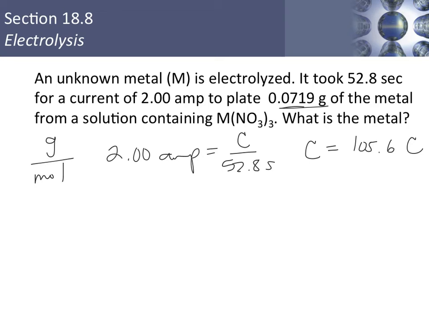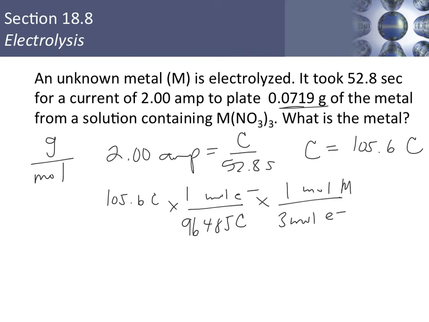An amp is a coulomb per second, so 2 amps equals my coulombs, I'm going to call that C for my variable, over 52.8 seconds. And I get 105.6 coulombs. I'm not going to round that just yet. I'm going to wait till the end to round. 105.6 coulombs I convert to moles of electrons using the Faraday, 96,485 coulombs per mole of electrons. And then I cancel my moles of electrons and go to moles of metal.